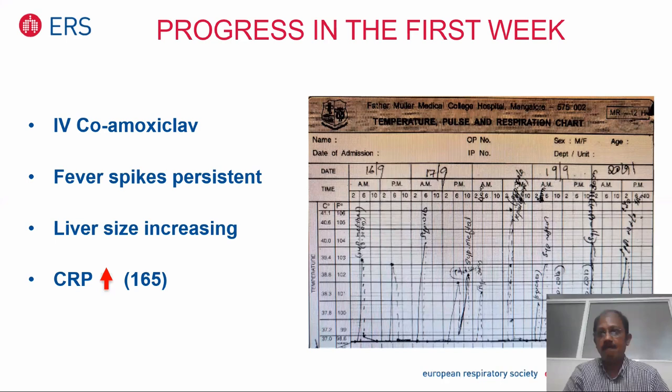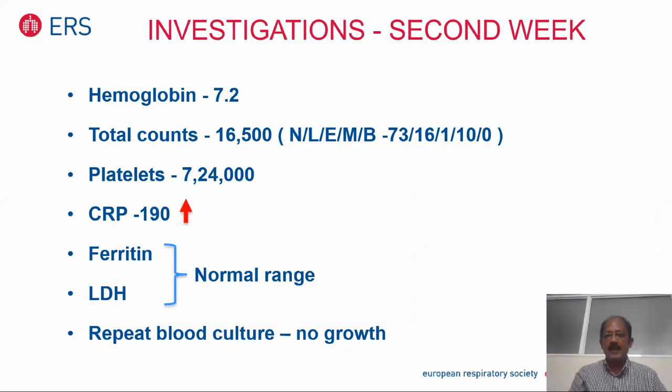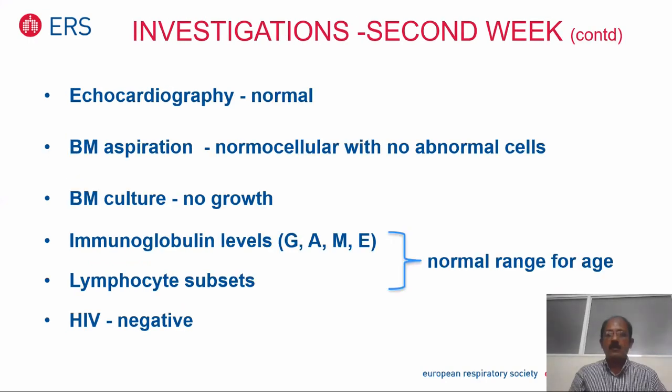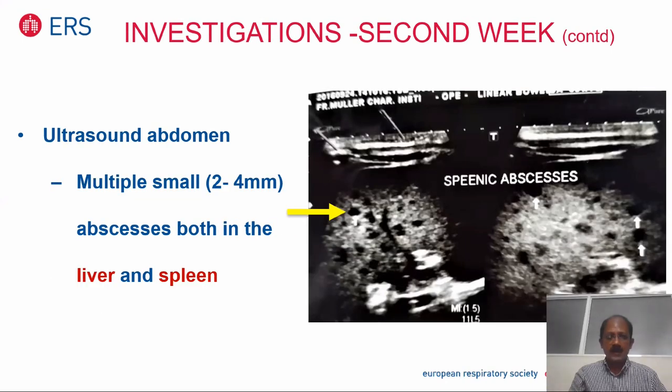Subsequent tests in the second week showed an increase in CRP, with a repeat blood culture showing no growth. Echocardiography was normal. The bone marrow aspirate cytology showed no abnormal cells. Bone marrow culture was no growth. Since the child remained unwell with continued pyrexia, ultrasound abdomen was repeated, which revealed multiple small abscesses, this time both in the liver and spleen.